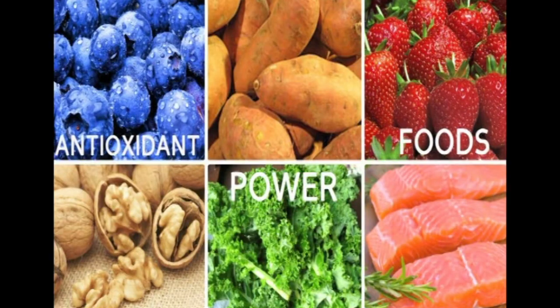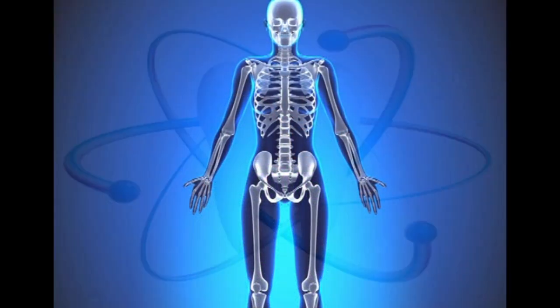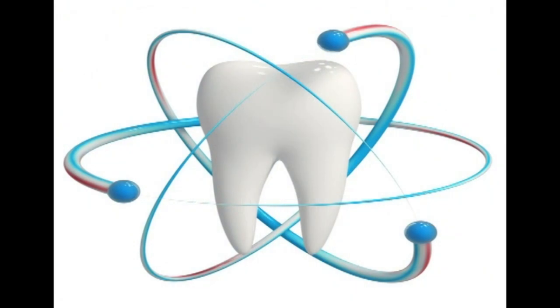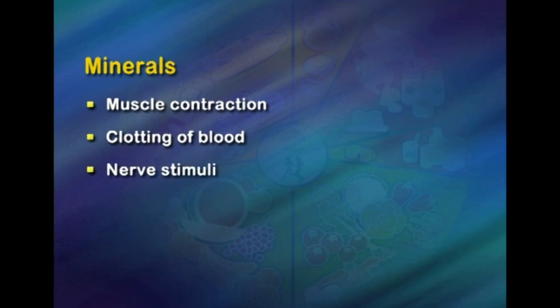The next nutrient is minerals. Minerals are necessary for bodybuilding. They are also needed for the formation of bones, teeth and also structural parts of soft tissues. They play a very important role in the regulation of processes in the body, for example, muscle contraction, clotting of blood, nerve stimuli, and so on.